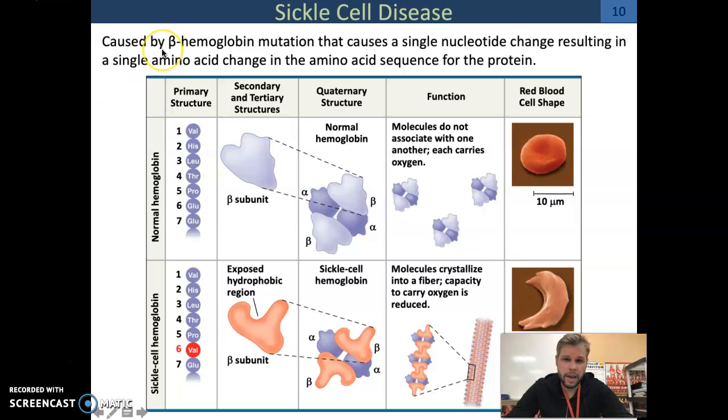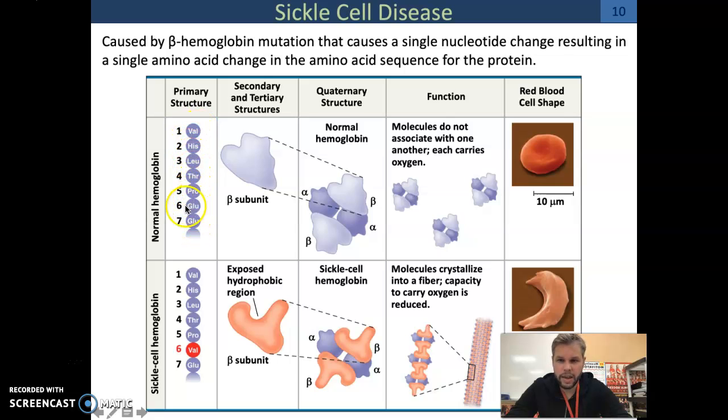This is caused by a change in the beta hemoglobin mutation, and that's going to cause a single nucleotide change resulting in a single amino acid change for that protein. So this is an example of what type of mutation? This is a missense mutation. It's a substitution, right? So you guys can see here, this is the sequence of the amino acids.